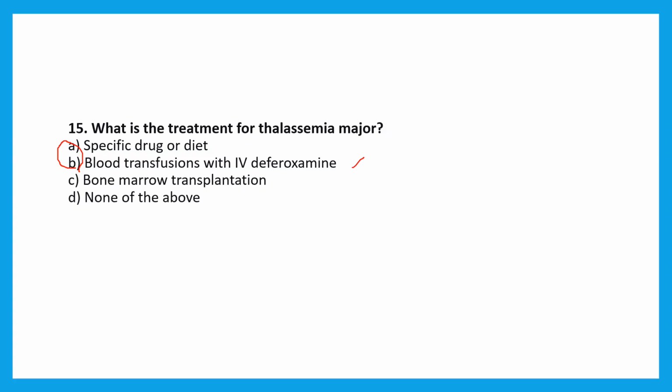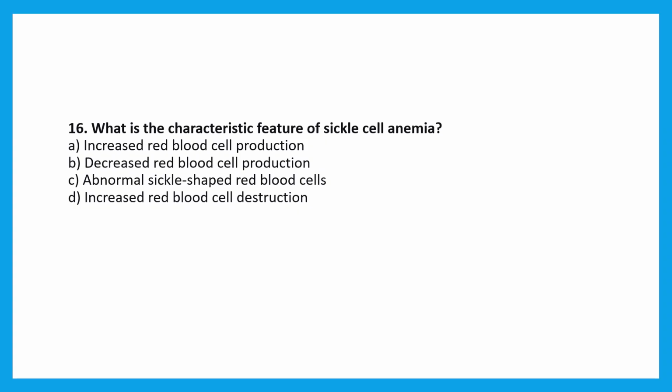Question number 16. What is the characteristic feature of sickle cell anemia? A, increased red blood cell production.